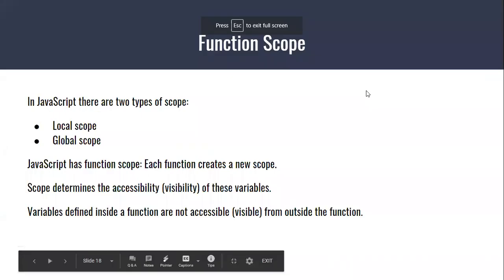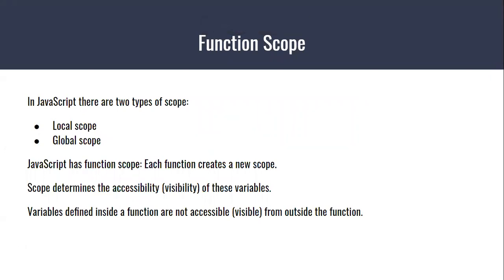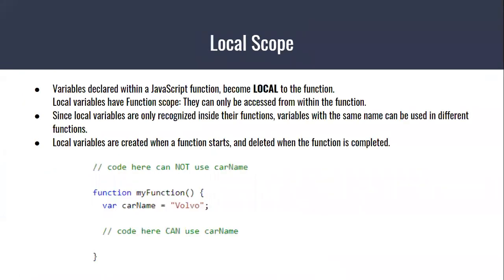All right, so two types of scope. We said local and global. It's about the visibility of these variables, and not being accessible from outside of our scope. We just went over something called local scope. Variables declared inside of a JavaScript function become local to the function, or private. In that example, the car name is encapsulated inside of my function. It can use it in any calculation where it's visible. Outside of it, it cannot access it because it doesn't know about it.